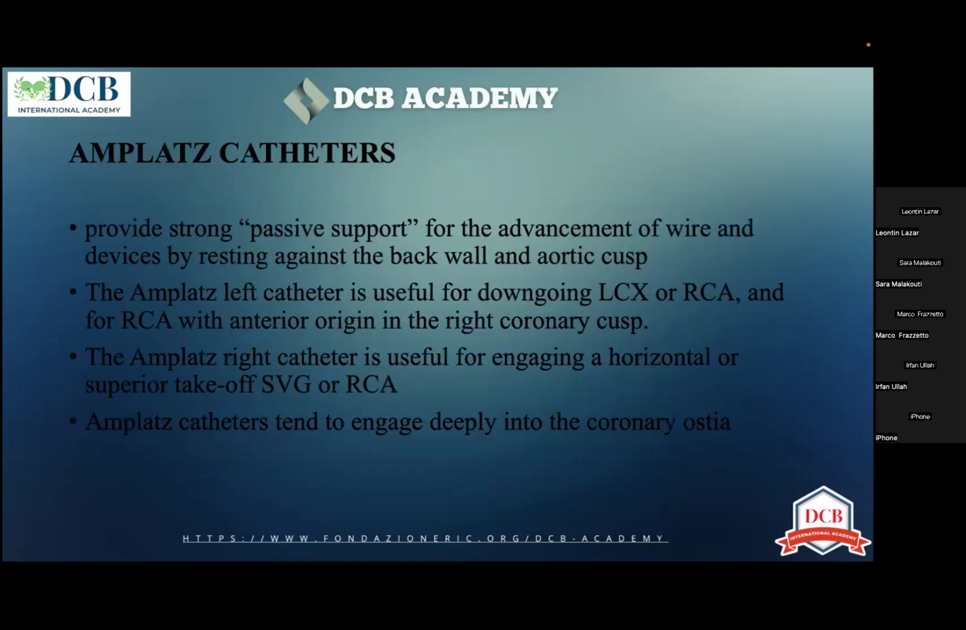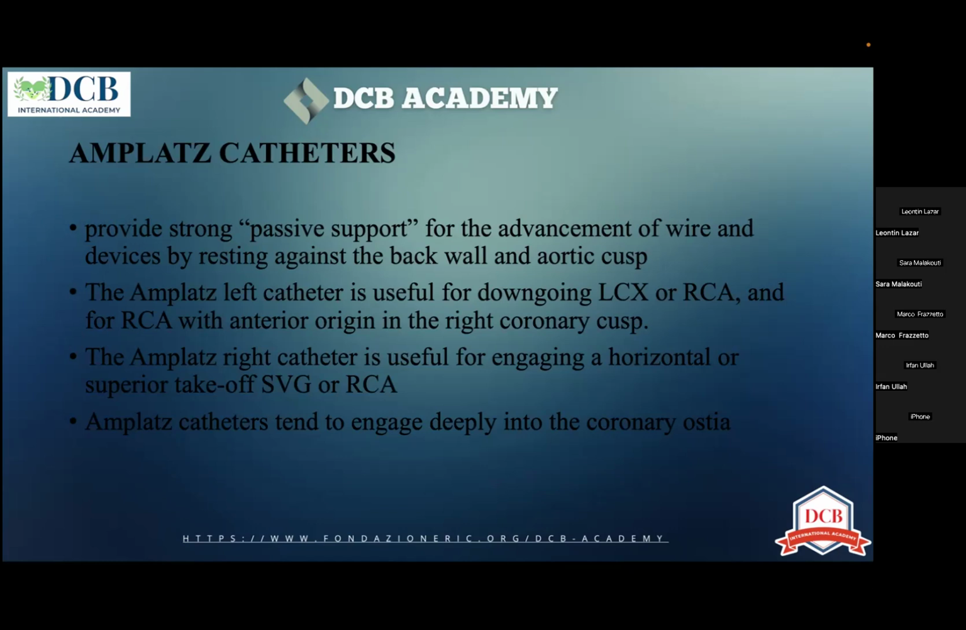Regarding Amplatz catheters, they provide strong passive support for the advancement of wires and devices by resting against the back wall and aortic cusp. The Amplatz left catheter is useful for engaging the circumflex and the right coronary artery, while the Amplatz right is useful for engaging horizontal or superior takeoff of a saphenous venous graft and also for the right coronary.